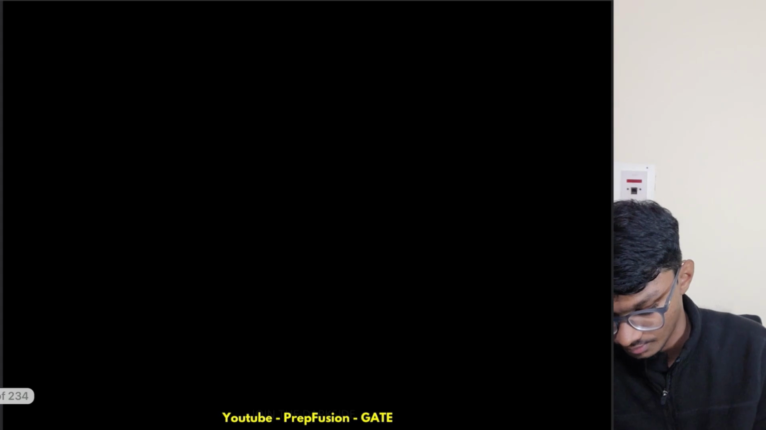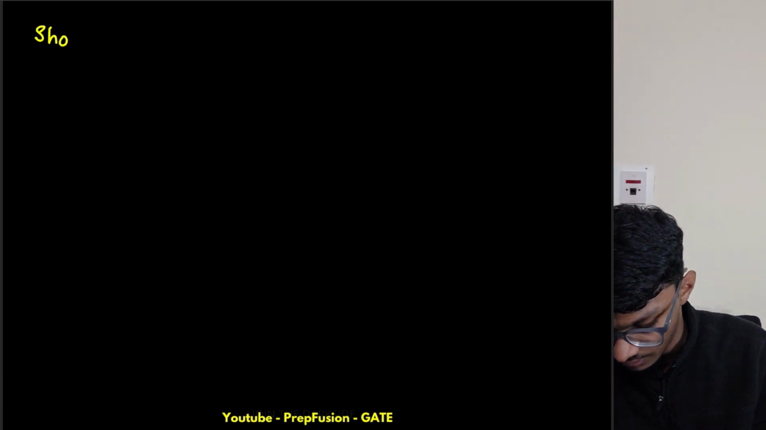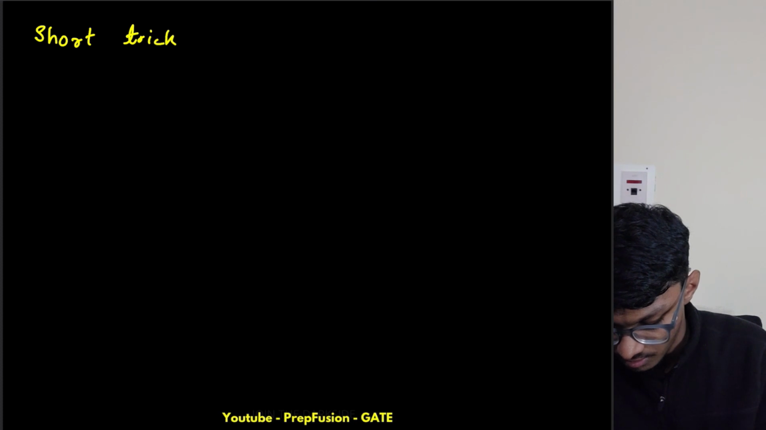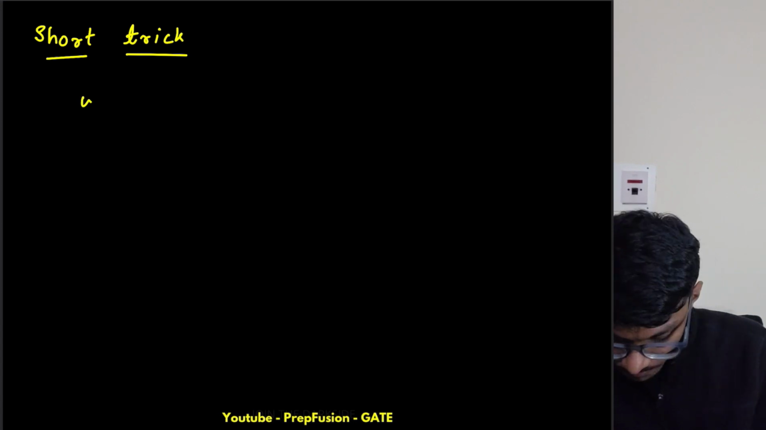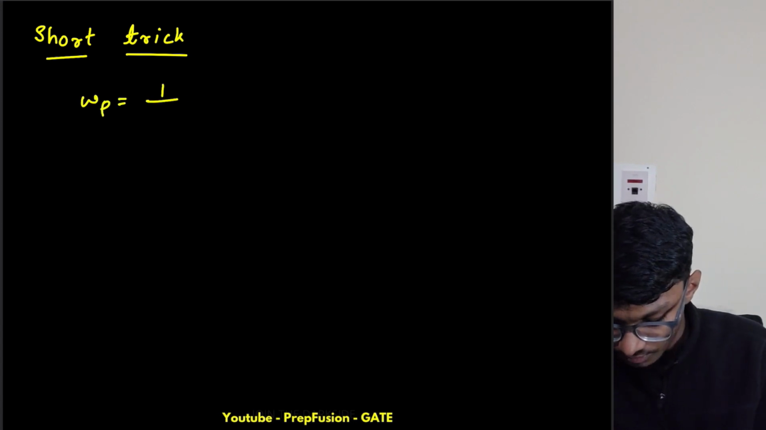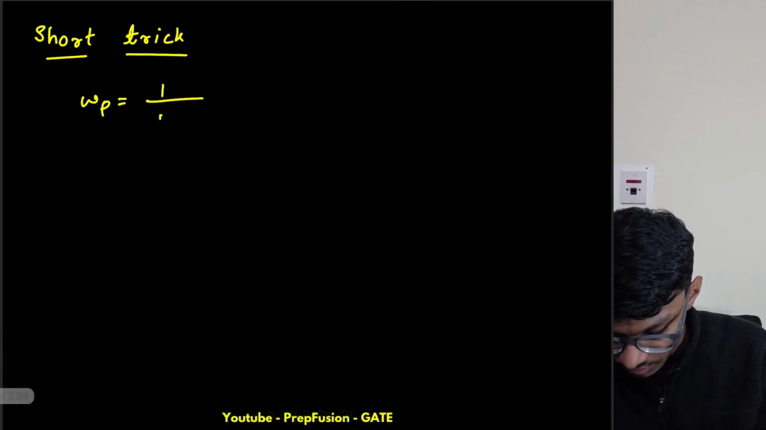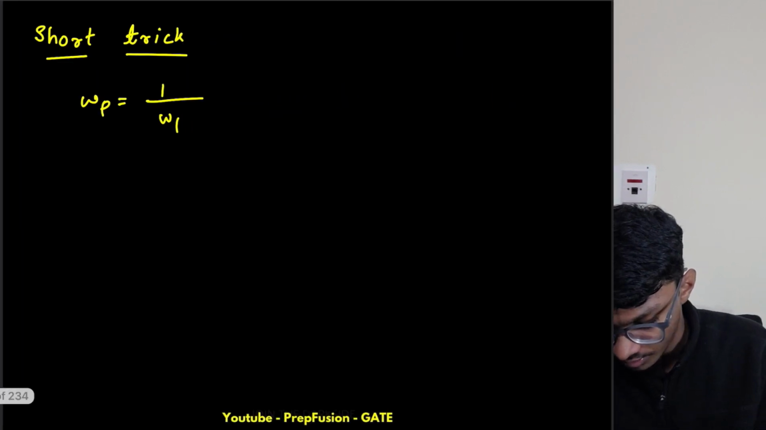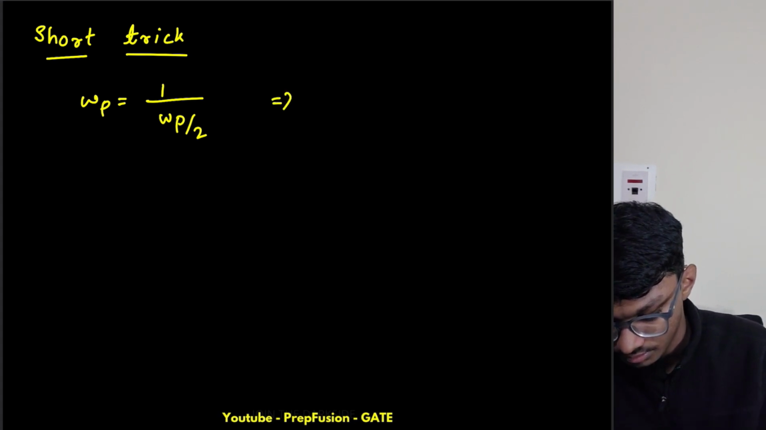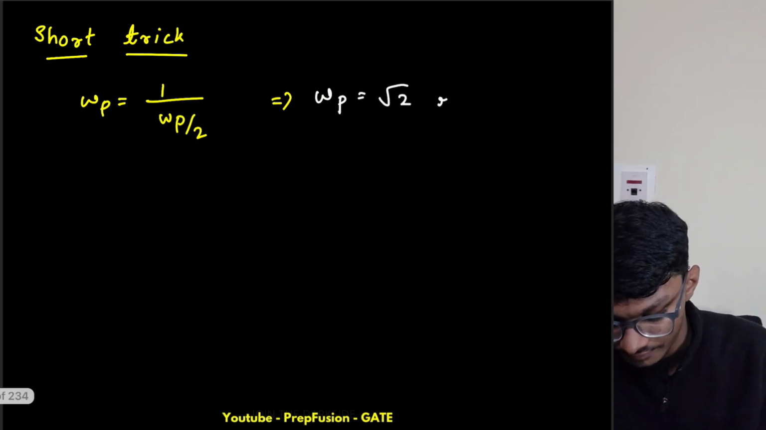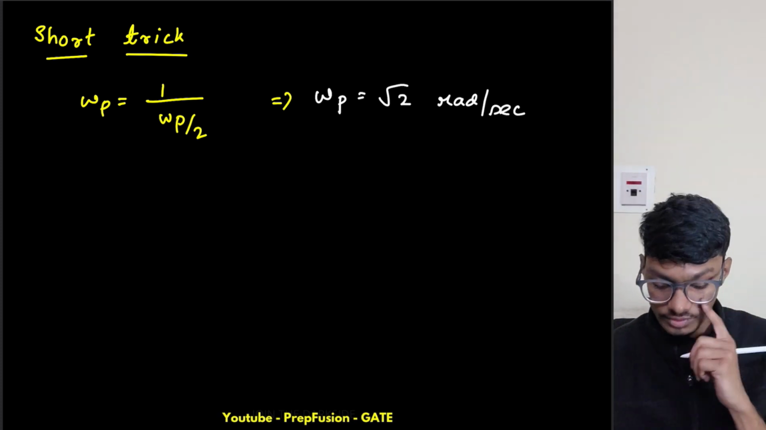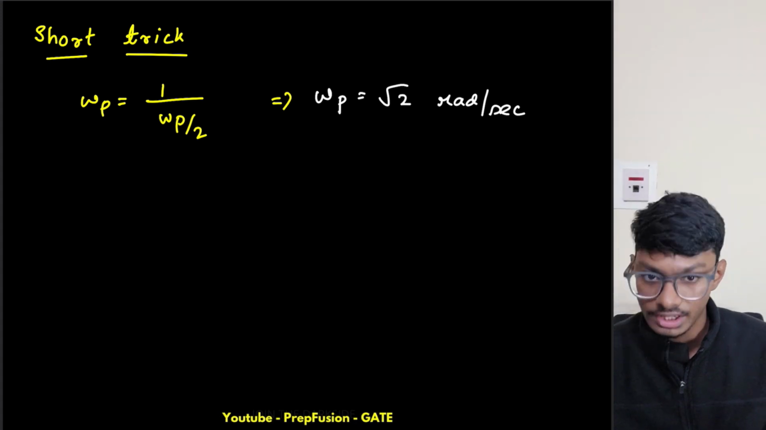So omega p is equal to 1 over omega p by 2, which gives omega p equals under root 2. Obviously I will ignore the negative solution. So my phase crossover frequency is under root 2. Now what is my gain margin this time?